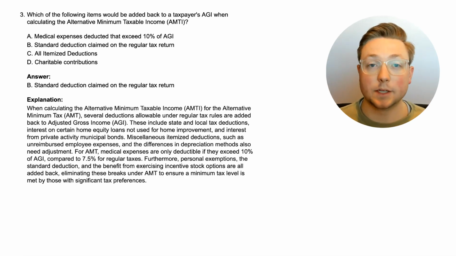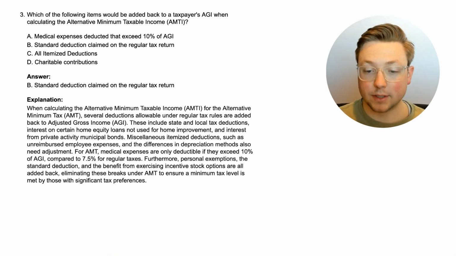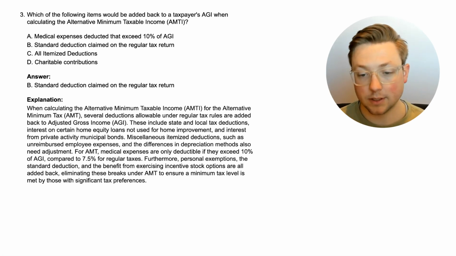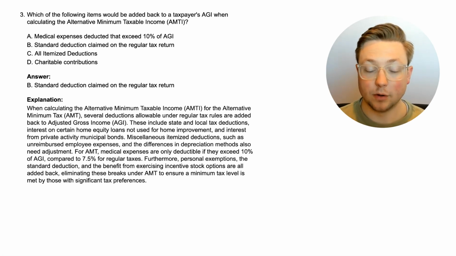Okay, let's read the explanation. When calculating the alternative minimum taxable income for the alternative minimum tax, several deductions allowable under regular tax rules are added back to AGI, or adjusted gross income. Basically, they're not allowed under AMT. These include state and local tax deductions, interest on certain home equity loans not used for home improvement, and interest from private activity municipal bonds.